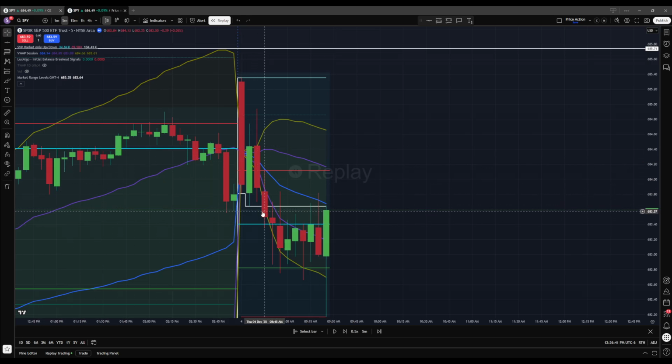I wait for price to break below the range, which right here, this candle breaks below the 15-minute low opening range. I wait for the next candle to hold that, which this one does. Then I look to enter. I entered on this candle today, and my target was down here, the VAL, and it hit it.